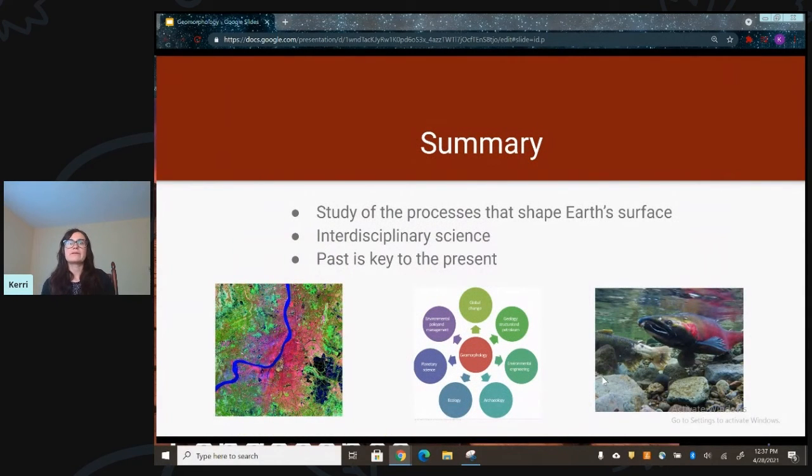So in summary, some of the key points that we talked about today are that geomorphology is the study of processes that shape the Earth's surface. It's an interdisciplinary science that can be used to integrate different fields to answer a lot of different questions. The past is the key to the present, and this means that the records stored in landscapes can be used to understand things that are happening now or that could happen in the future.